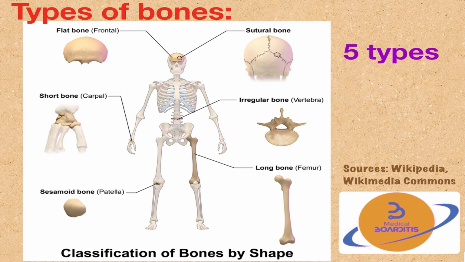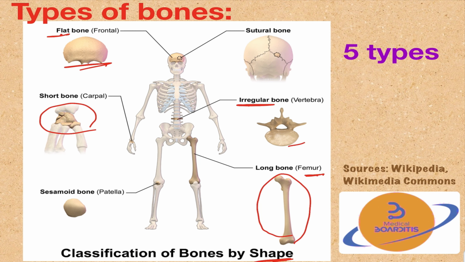Another way to classify the bones is according to their shape. So we have long bones like the femur. We have short bones like the carpal bones. We have flat bones like the bones of the skull. We have irregular bones like the vertebra. And finally, we have little sesamoid bones. The best example is the patella. These sesamoid bones are embedded within the tendons of muscles, and they function to reduce the stress on these tendons. You can also see these sesamoid bones on the thumb of the hand and the big toe of the feet.